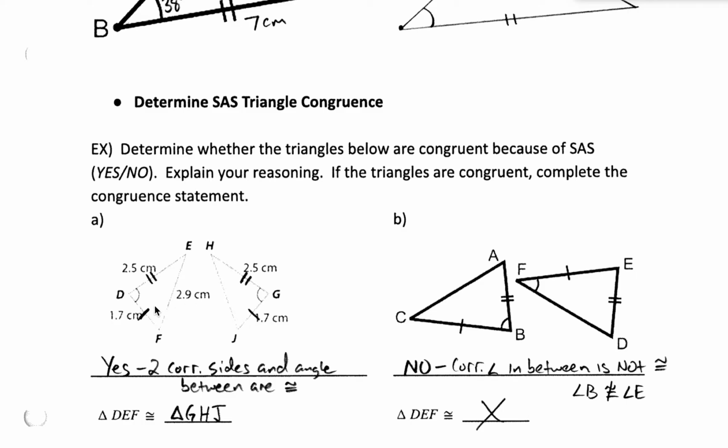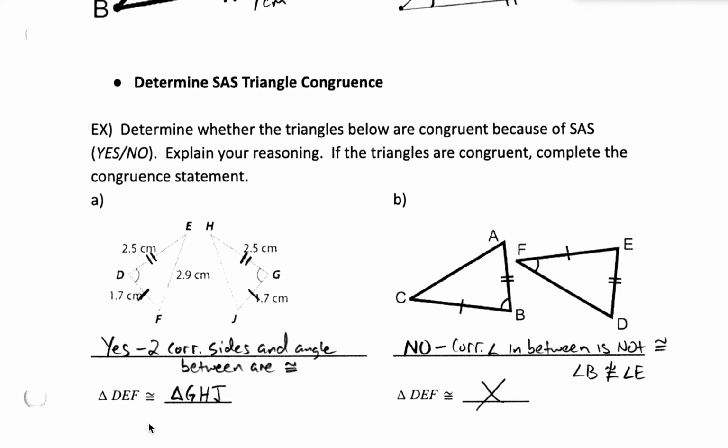Because the two triangles are congruent, we can finish off this congruency statement. Make sure to match up corresponding parts. So what corresponds with angle D, we know by the symbol angle G does. And what corresponds to side length DE here? DE corresponded with GH, so H must correspond with E, and lastly J and F correspond, so we name those letters last.